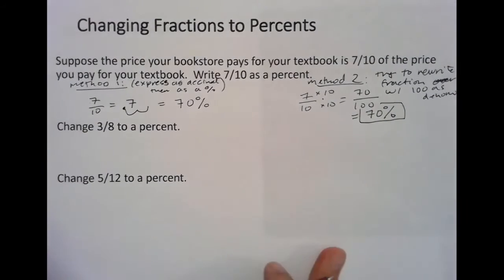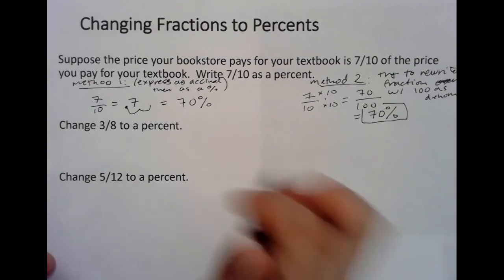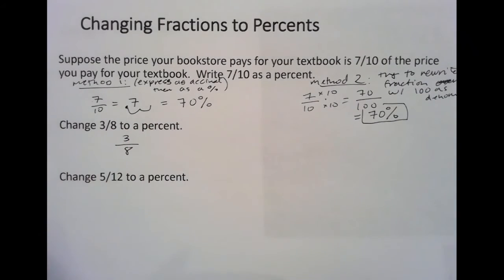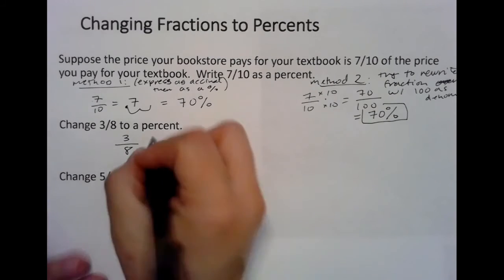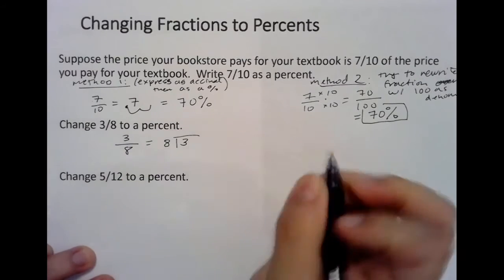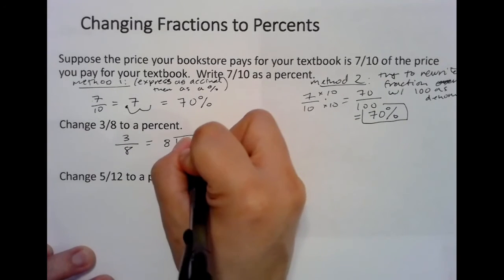So 3/8 as a percent. Now, the 8 is not a factor of 100. So in this case, you might want to use the method of changing to a decimal and then converting to a percent. So what do we do here? We can simply divide the numerator by the denominator. When we divide, you add a 0.